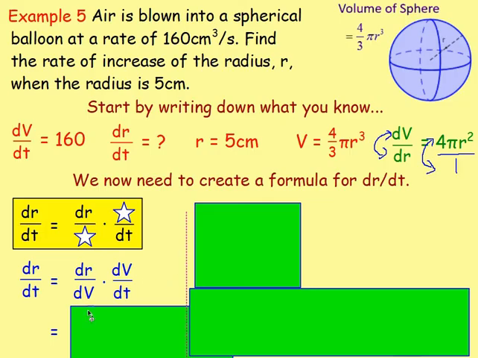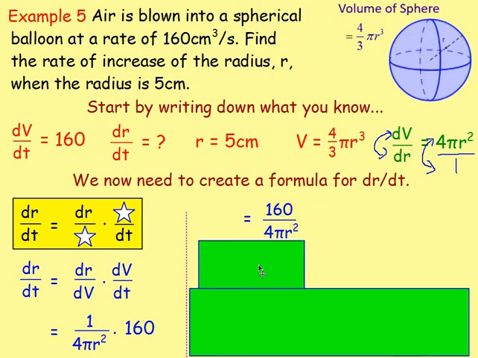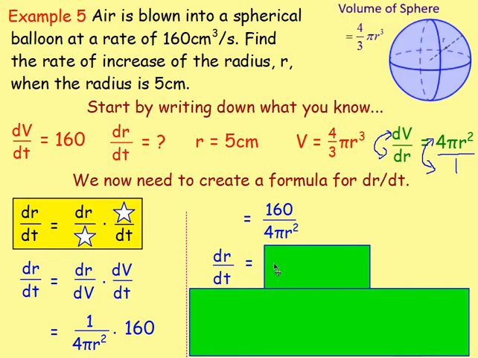So really, dr by dV will be 1 over 4 pi r squared. Also, dV by dt, what is that? Well, it tells us up here dV by dt is 160. So we can swap that with 160. If you tidy that up, that will just be 160 over 1. So multiply the numerators, multiply the denominators, and you end up with 160 over 4 pi r squared. But you could obviously tidy that up. So really you end up with dr by dt equals 40 over pi r squared.